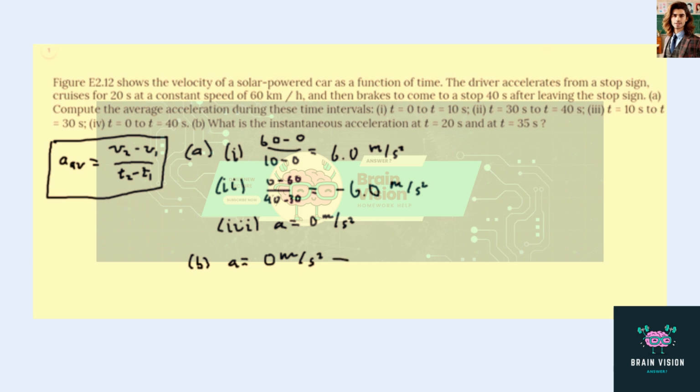Let me make that more clear. At 35 seconds, we see that this point lies on that straight line from the 30-second mark to the 40-second mark. And so it will have the same acceleration as region 2 up here in part A. So the instantaneous acceleration there is 6.0 meters per second squared. Negative.